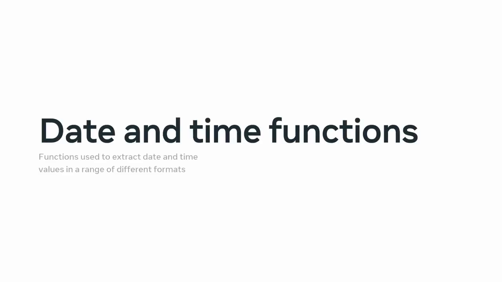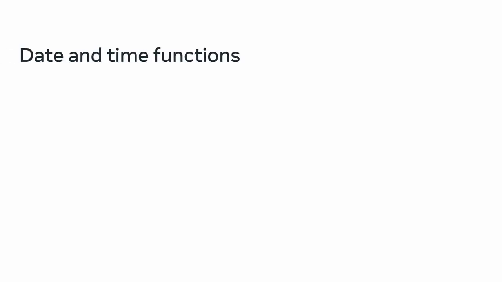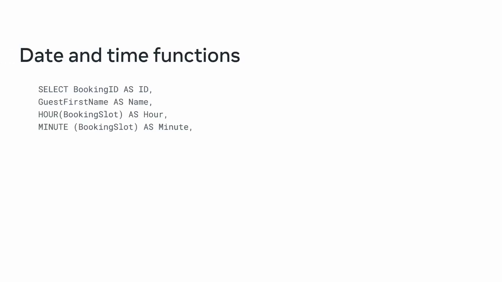Another example of MySQL functions includes date and time functions. Date and time functions can be used to query a MySQL database to extract date and time values in a range of different formats, depending on the query. Over at Little Lemon, they often extract date and time data to analyze the behavior of their customers. They can use this data to find out how long guests spend at the restaurant and which days are the busiest.